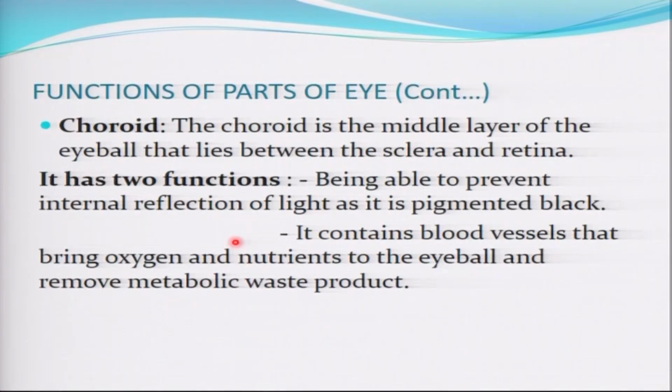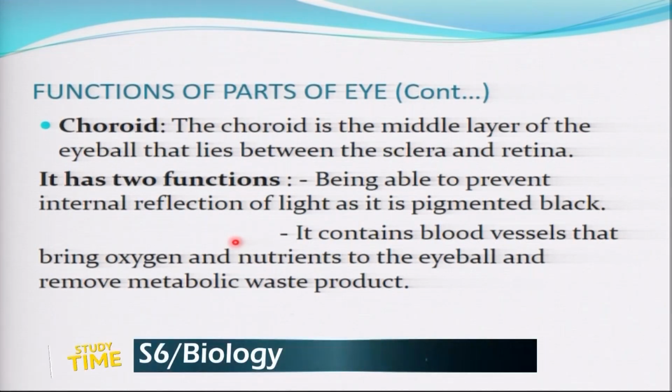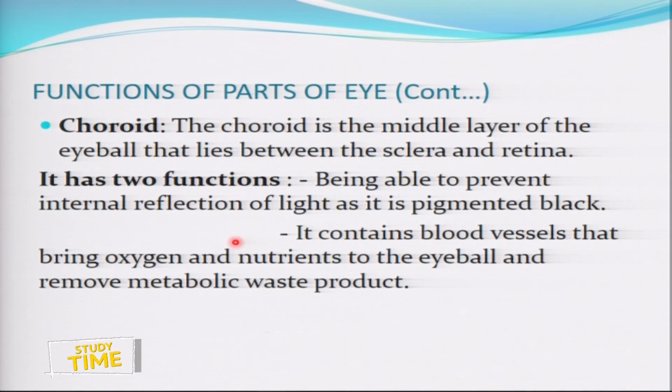Now, we have also what we call choroid. Choroid we have seen is the middle layer of what? Of the eye, the middle layer of the eye. Choroid is the middle layer of the eyeball that lies between the sclera and what? And the retina. Remember, sclera is the outer layer of the eye. And then the inner one is what we call retina. Then you have choroid, which is the middle one.